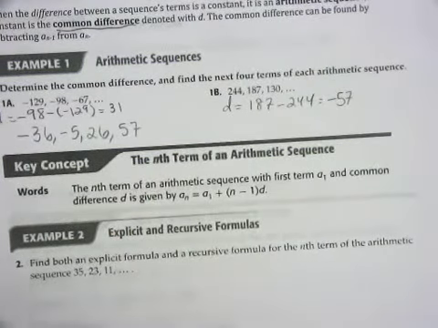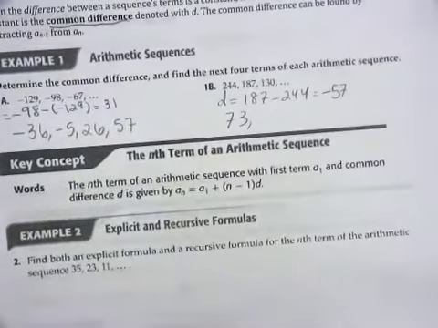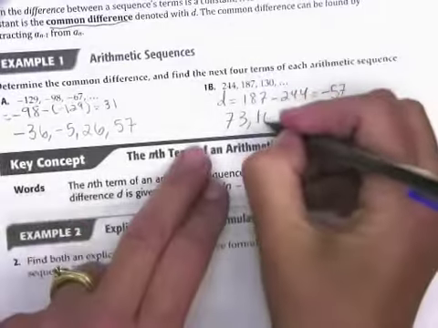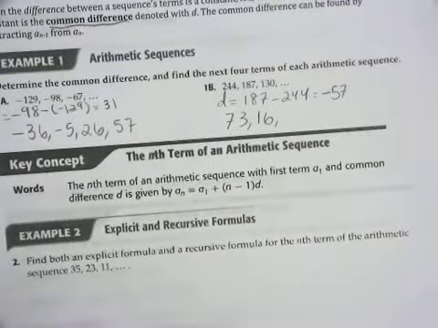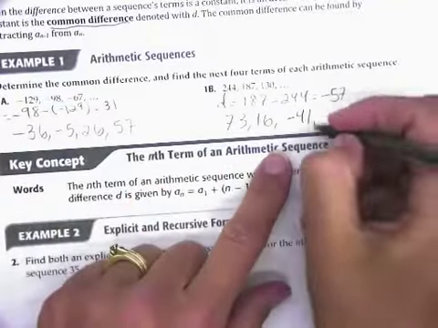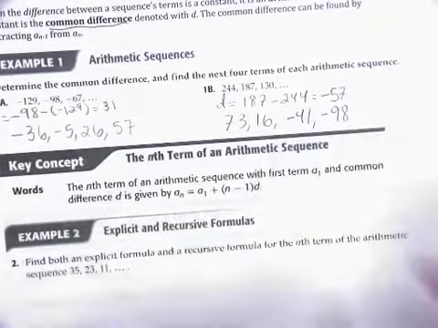130 minus 57 is 73. Subtract 57 from that, and that gives us 16. Subtract 57 from that, we have negative 41, and we subtract 57 from that, we have negative 98.